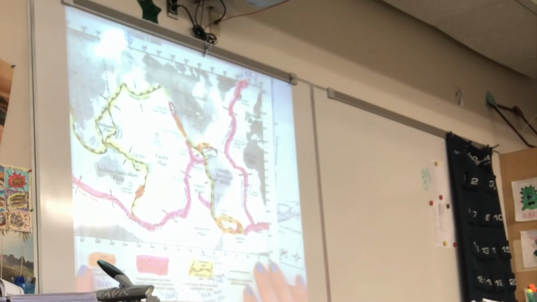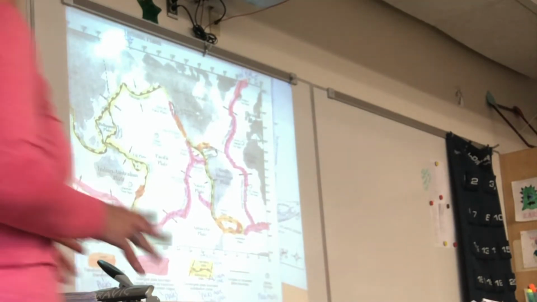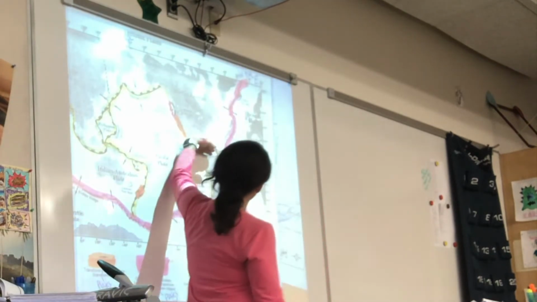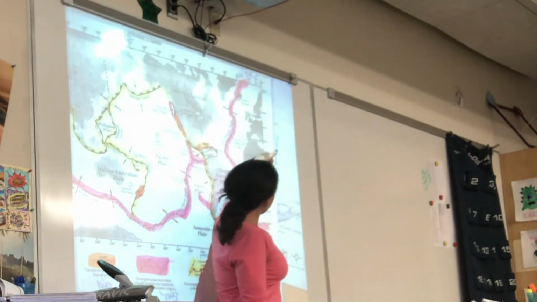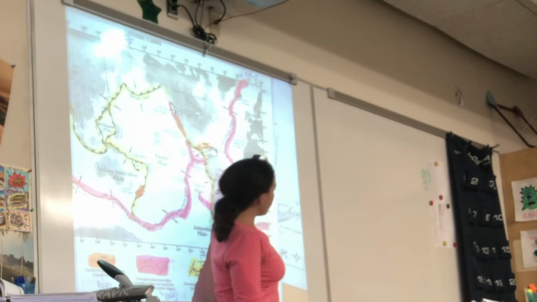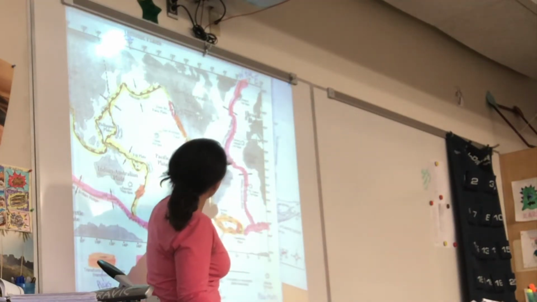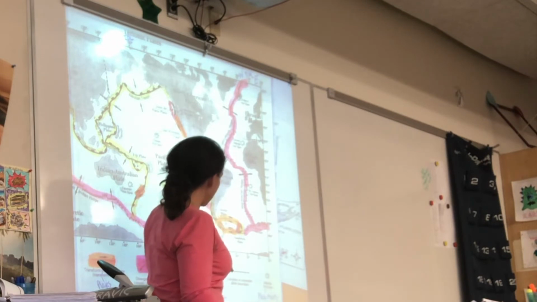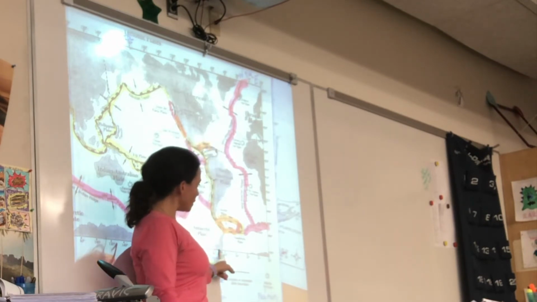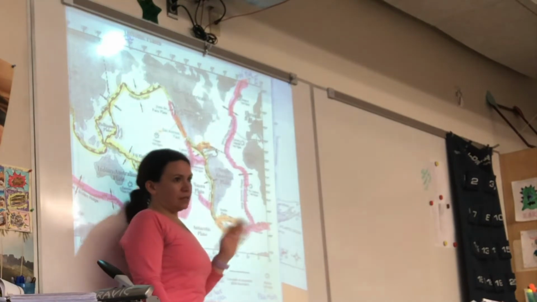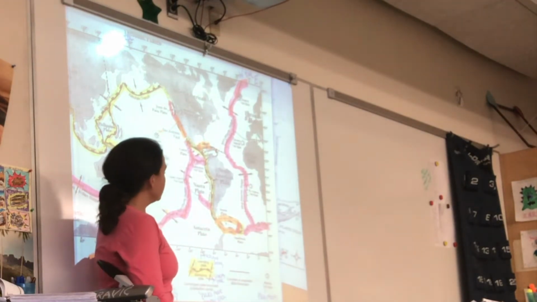So you always want to do latitude first, always. So I have the Caribbean plate. If I go over to the side, it's like, I don't know, 12 degrees north because we're north of the equator. And then if I want the longitude, I drop down and it'd be like 75 degrees west because we're west of the prime meridian. Make sure you use that reference point.